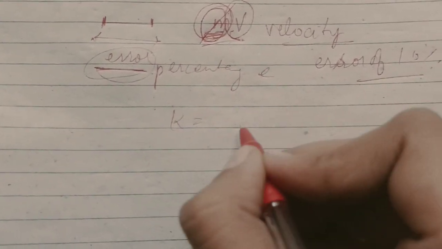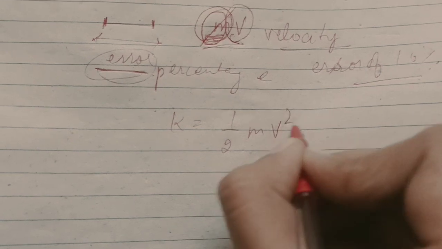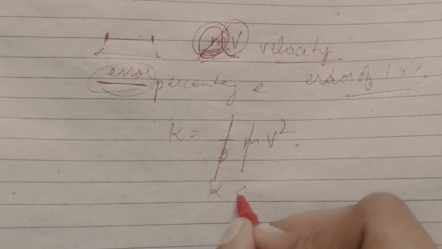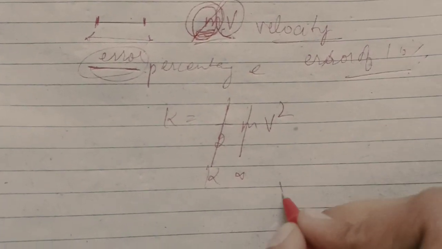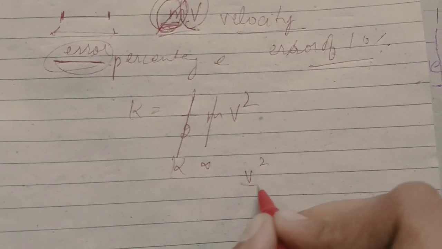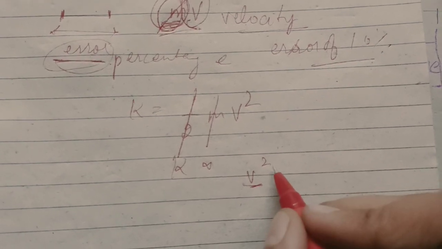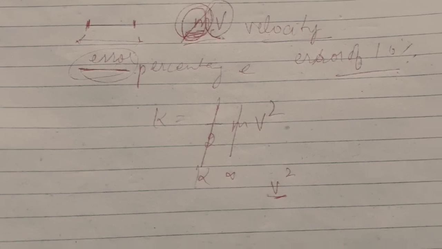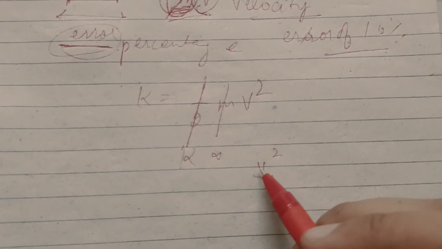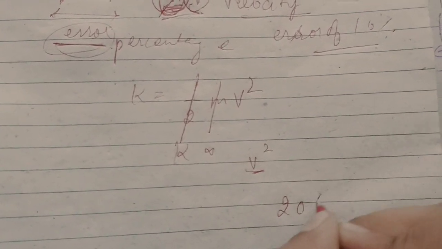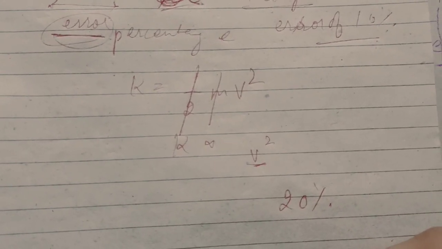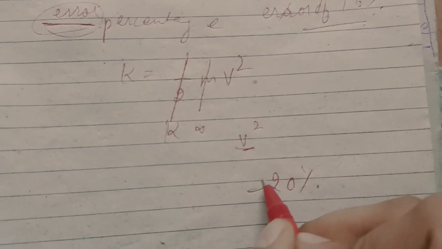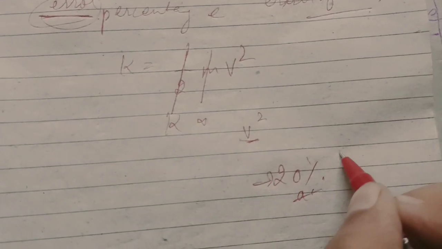Now while finding kinetic energy, this is also constant, this is also constant, so K is directly proportional to v square. By the given textbook formula, we just multiply this 2 with this 10 and we get a 20% increment. But if you do it the way I told you, this answer is not accurate, this answer is not even correct.